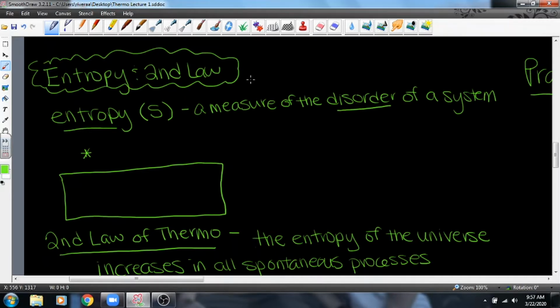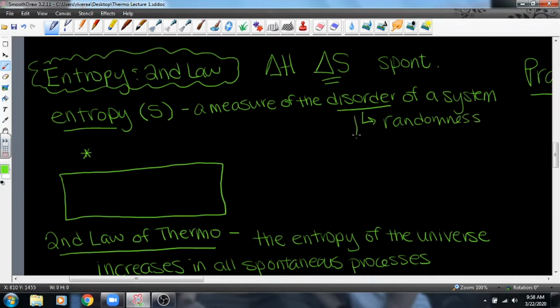Okay, so anyway, now's the time where I want to talk more specifically about entropy, because what we're trying to do with this whole unit is look at how enthalpy, delta H, relates to entropy, delta S, to determine whether a reaction is going to be spontaneous or not. So let's take a look at this factor. Entropy, S, is a measure of the disorder of the system. Now, by disorder, I mean randomness.